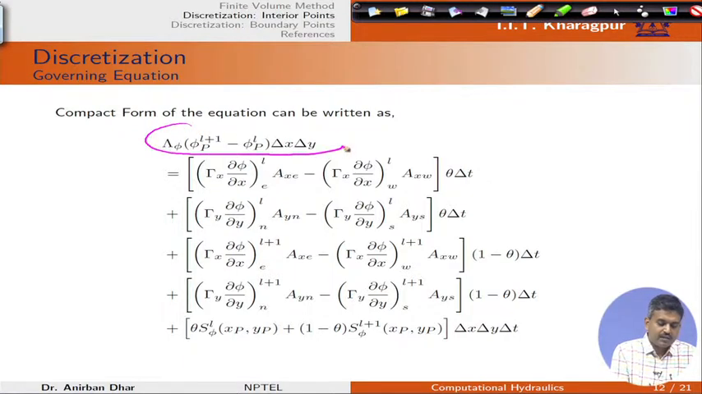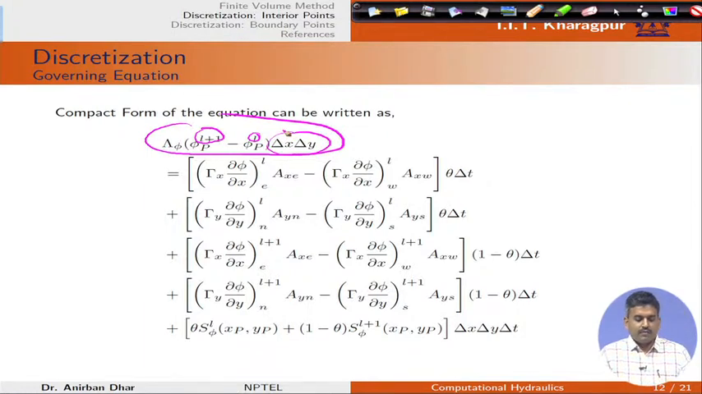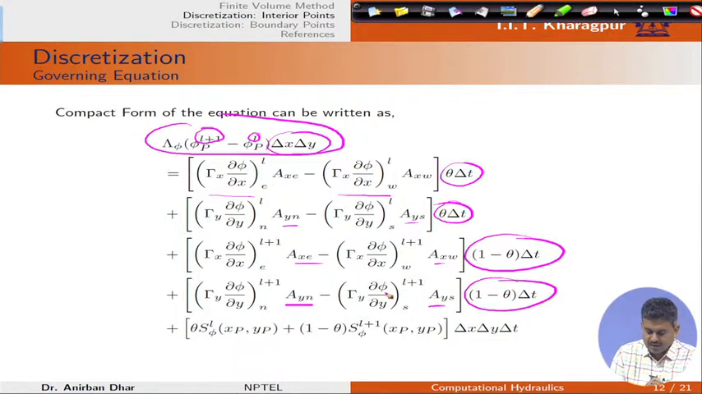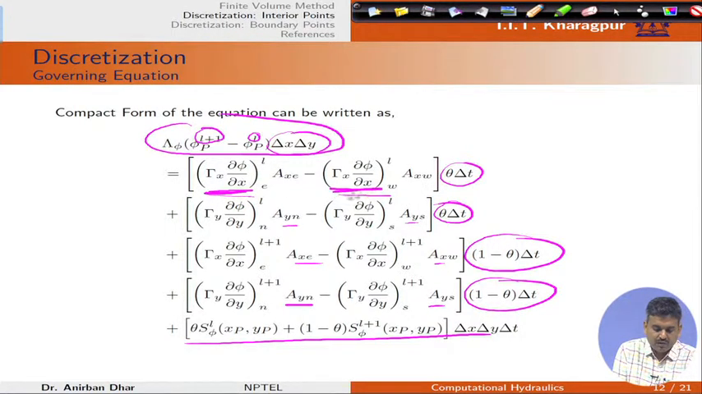On the left hand side, we have lambda phi p at L plus 1 minus L, times del x del y, for the volume of phi, the omega p, or element p. Now, for the east and west faces we have theta delta t, and for the north and south faces we have theta delta t. East and west faces also have 1 minus theta delta t, and north and south faces have 1 minus theta delta t. So with this, we divide both sides and substitute the individual values of these derivatives.